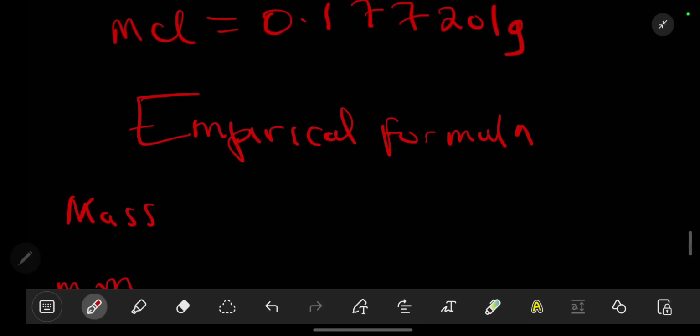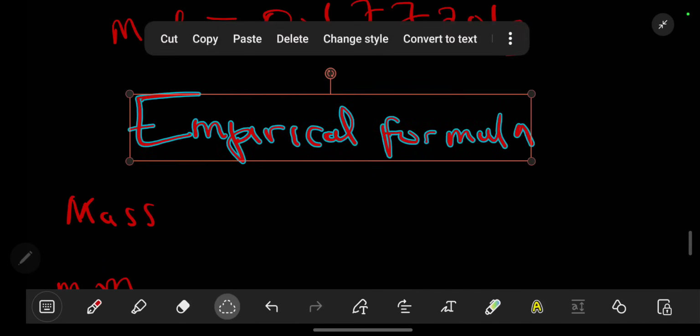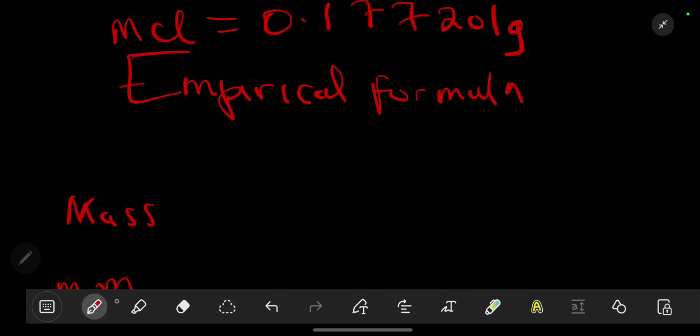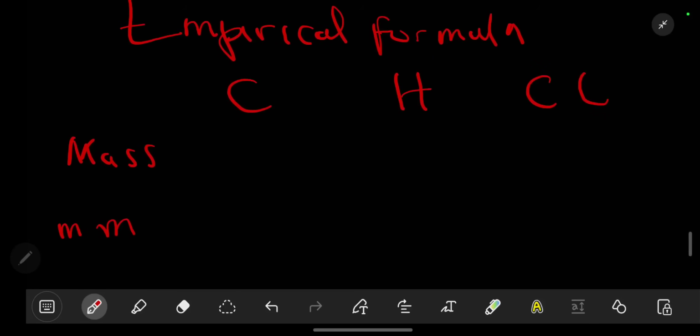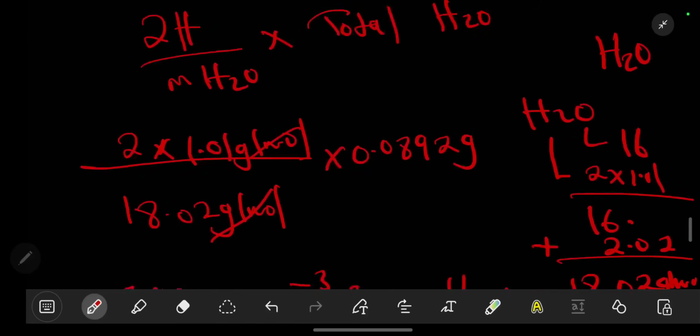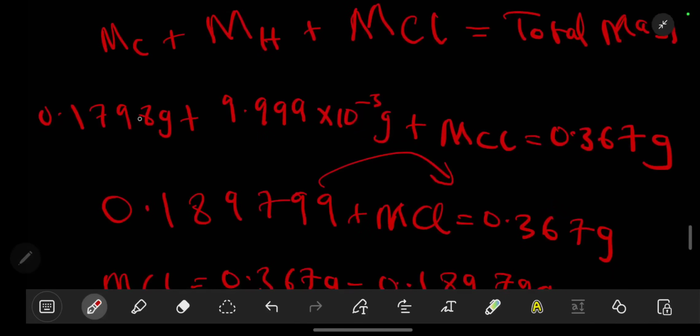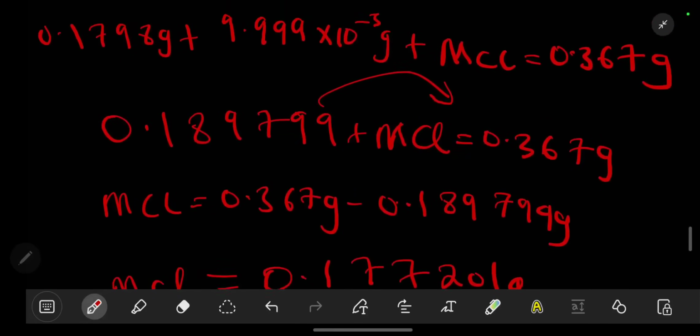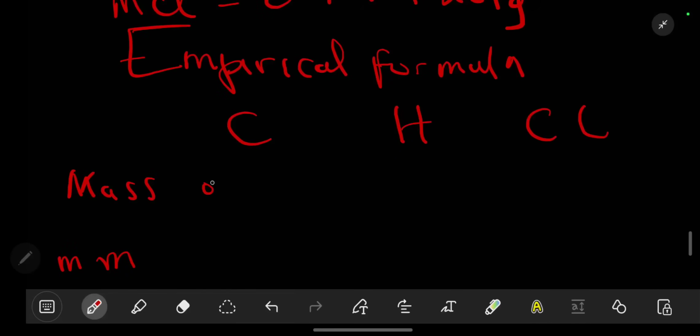So let me move the empirical formula a bit on top here. So what elements do we have? We have carbon, hydrogen, and chlorine. So we are going to write our carbon. The mass of carbon that we found, we can even just do it from here, was 0.1798 grams.